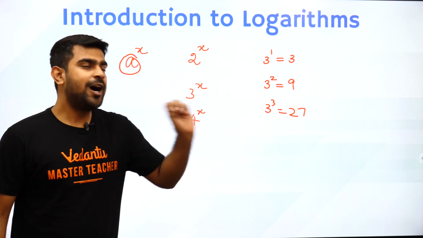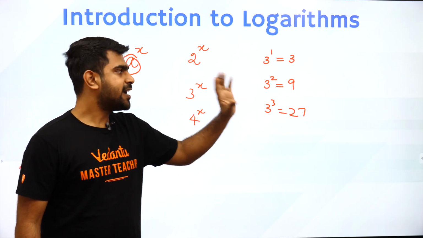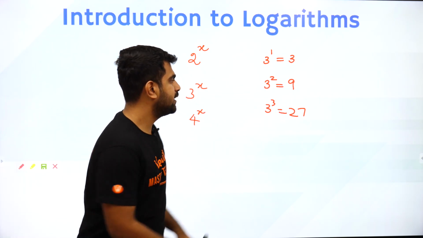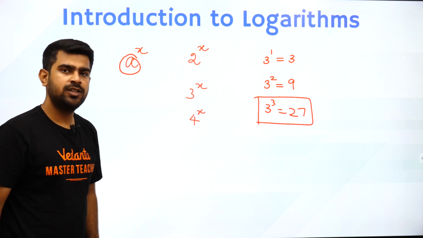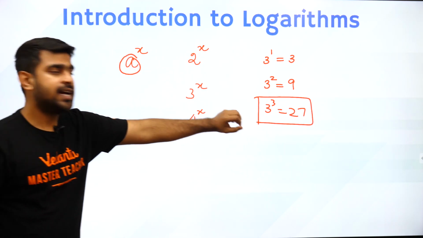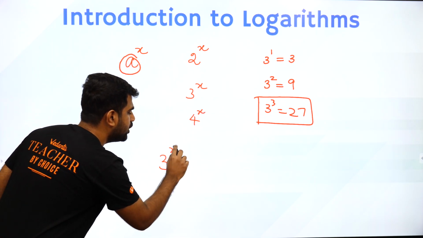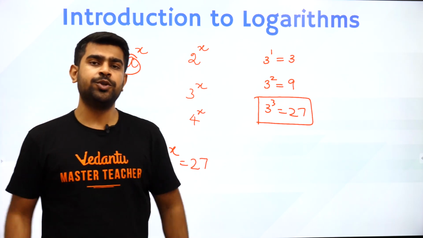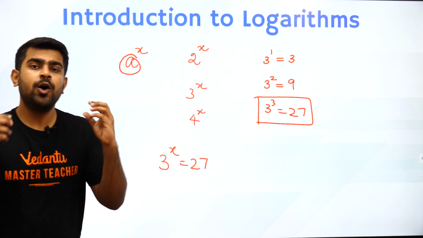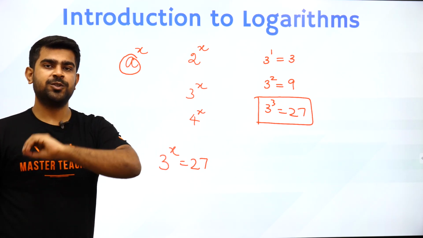So now how do I bring in log? How do I bring in log? Guys, look at this example clearly. You have 3 to the power 3 is equal to 27. Now, let me remove that 3 on the power. What will I do? I will write it as 3 to the power x is equal to 27. Now I will pose a question to all of you. How do I find this x? That is where log comes into picture.